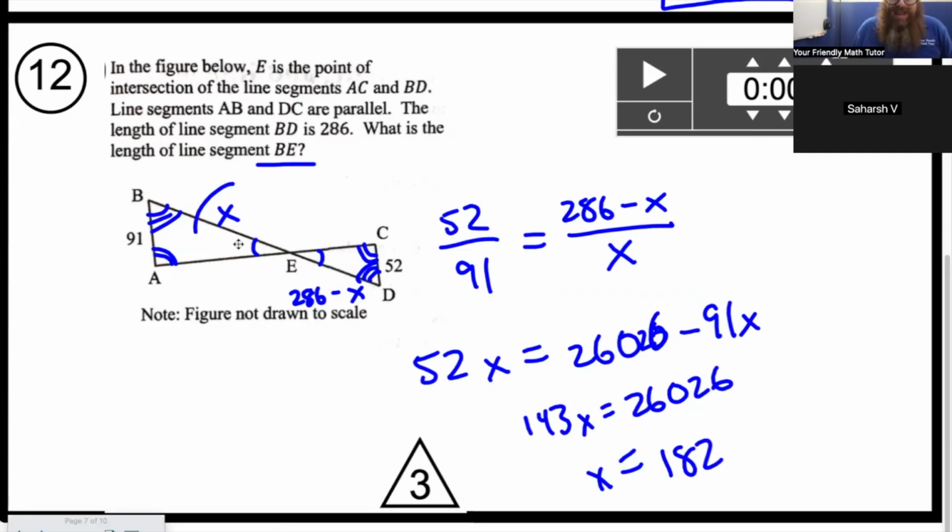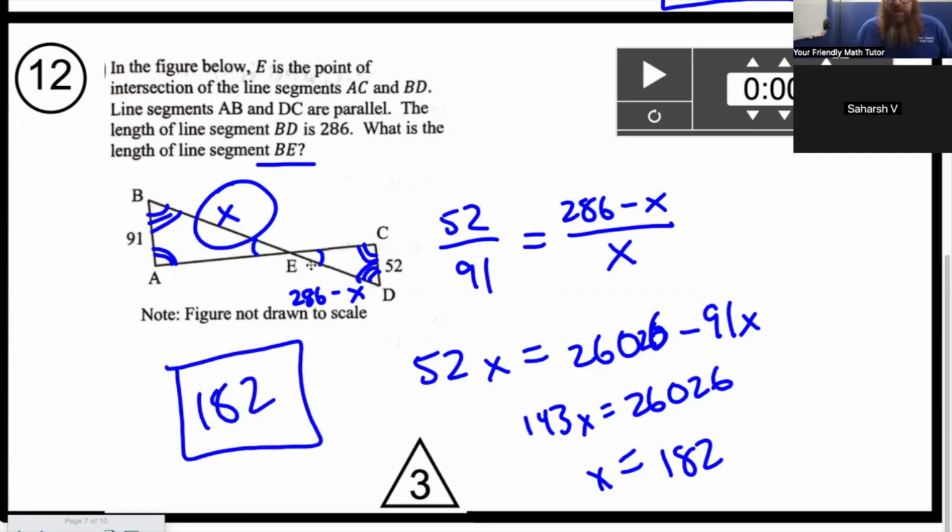So again, that is the length of BE. Back when I could have made this one X and this one 286 minus X, but when you get to choose the variable, you want to make it the thing that you're solving for, just to save you time from having to plug in again. So the final answer is just 182. Got it.